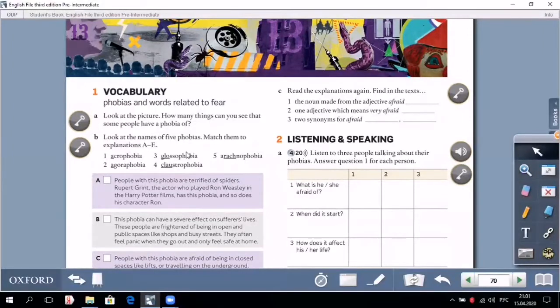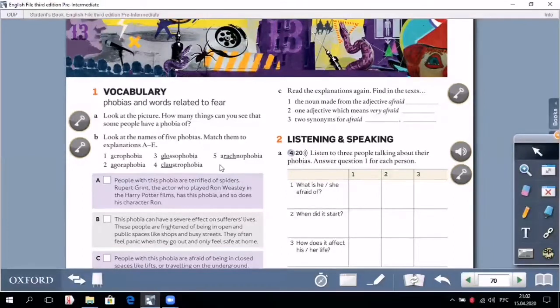Then we have the word claustrophobia. What is claustrophobia? Have you heard this word before? Claustrophobia is a fear of confined or crowded spaces. A fear of confined or crowded spaces.